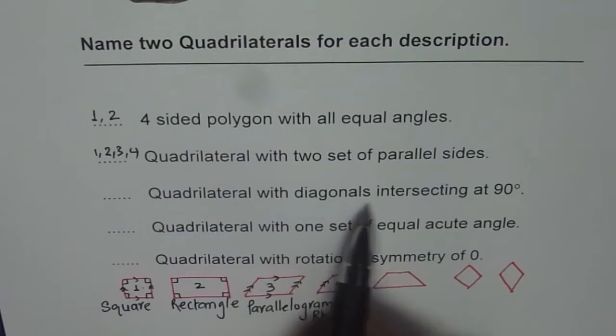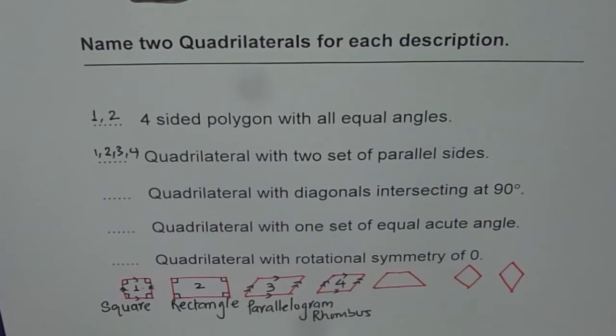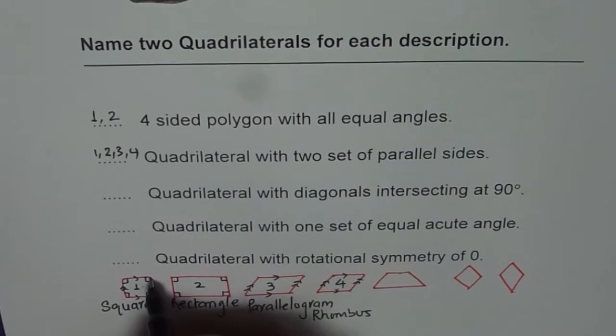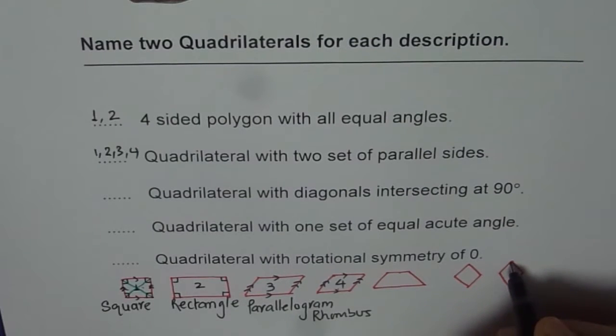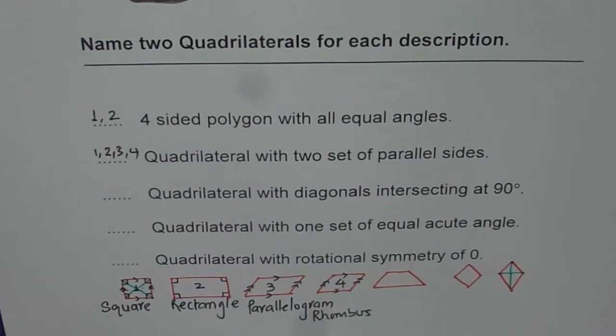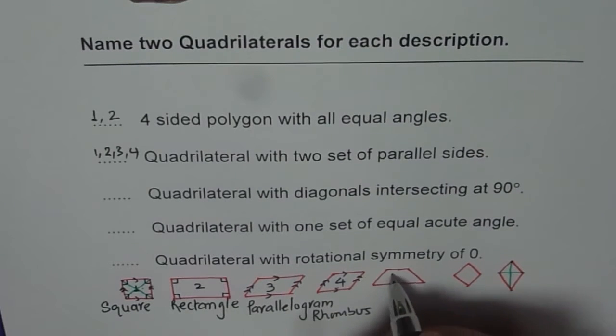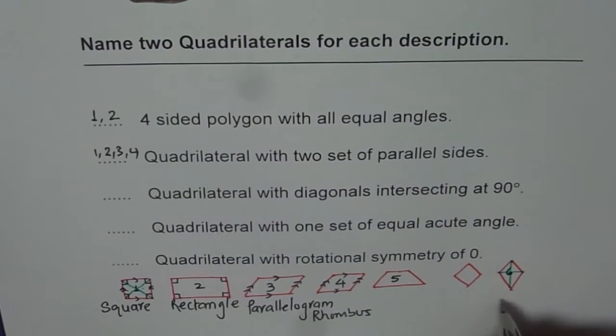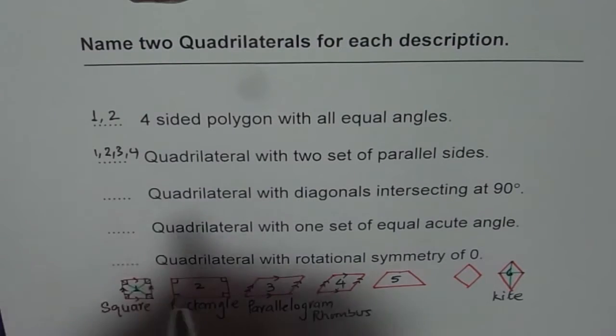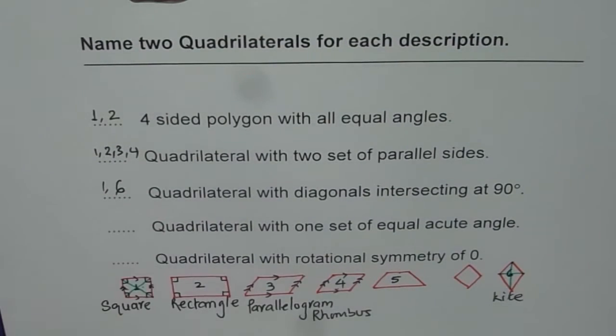Quadrilaterals with diagonals intersecting at 90 degrees. Well, not many. Here in a square you'll find that the diagonals intersect at 90 degrees, and in a kite also they intersect at 90 degrees. So for the time being, I'm calling these shapes 5 and 6, and I'm naming this as kite. Okay, so 6 is the one and 1 is the one in which diagonals intersect at 90 degrees.